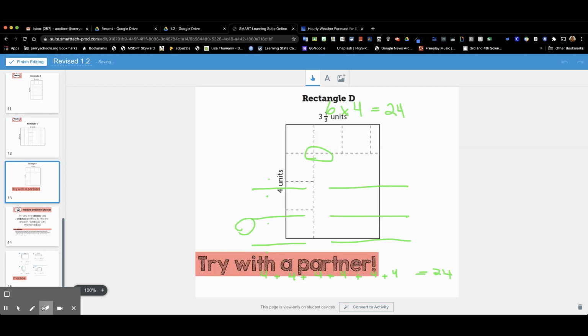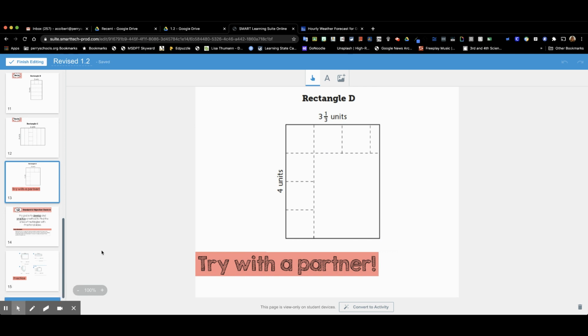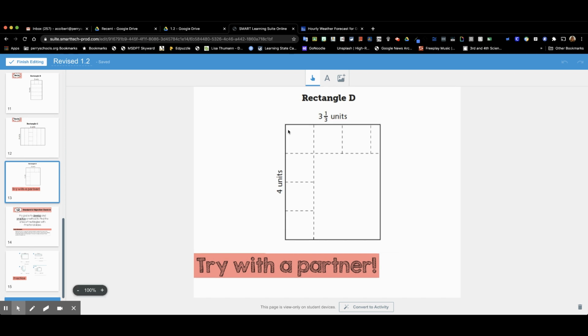Now, I'd like you to try this with a partner at home. It could be a parent, an aunt, a grandparent, a sibling. Go ahead and work together on this problem. This one now has the fraction unit, and let's see what you come up with. You can use a piece of paper, a whiteboard, whatever you have to show your work. Try this with someone. Talk through it. Pause the video now, and then come back when you're finished.